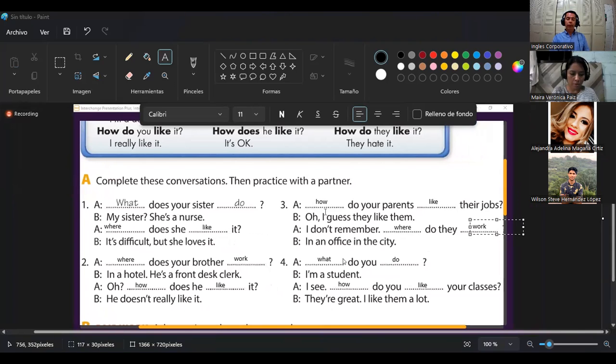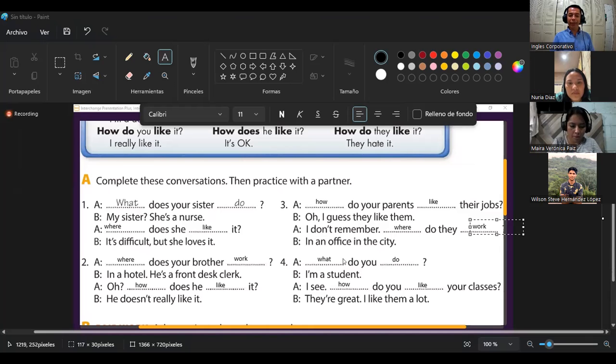Listos. You're ready, right? Good. I will check the other group. Voy a chequear el otro grupo y luego nos vamos a la sala principal. Please, háganle una captura de pantalla, porque los voy a poner a practicar las cuatro conversaciones, ¿ok? Okay. Good. Ya regreso.